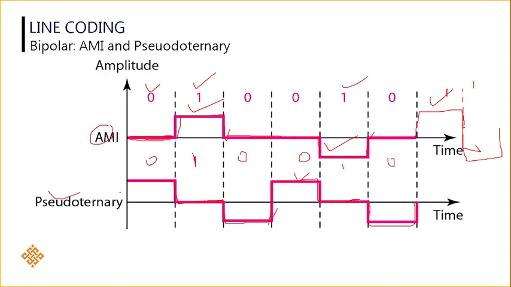So what is happening here, it is the reverse of AMI. Whenever 1 comes, it is 0 voltage. Whenever 0 comes, it will be high and low.